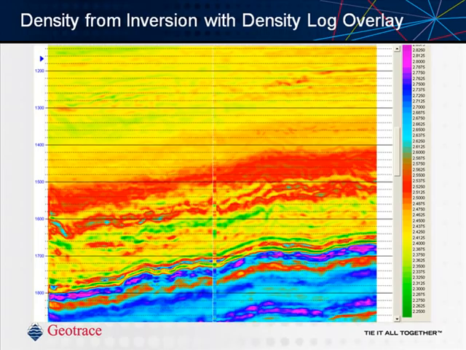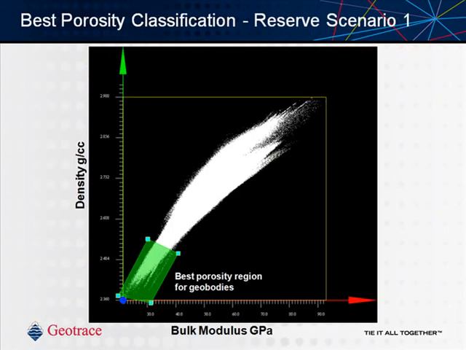Okay. Now, this is the density log and the density inversion. And you can see here we're doing quite nicely. So there is our Eagleford Shale, by the way, upper and lower portion of it. This is the cross plot of density versus bulk modulus. And this is the area that we identified as our best porosity region for geobodies.